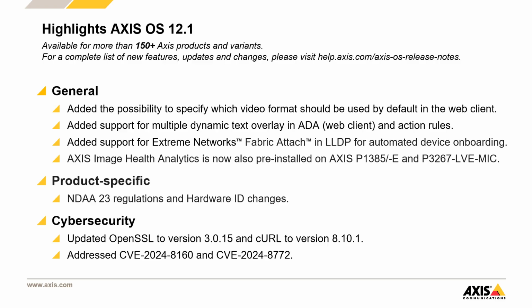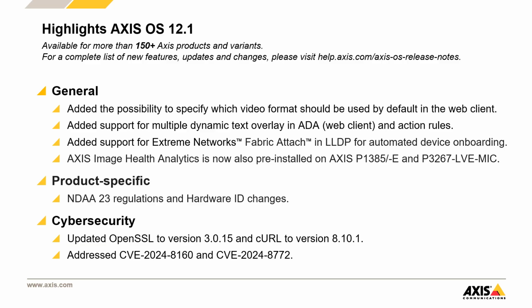First, some general update information. It is now possible to configure the actual video format that should be used when opening the web interface of Axis devices. Second, we had the API for multiple dynamic overlays, but it was not supported by ADA and action rules. So now it can be used to display data in the image through the action rules.